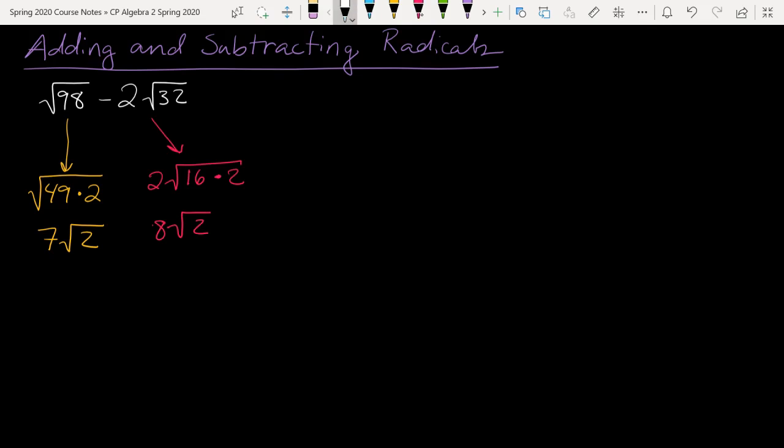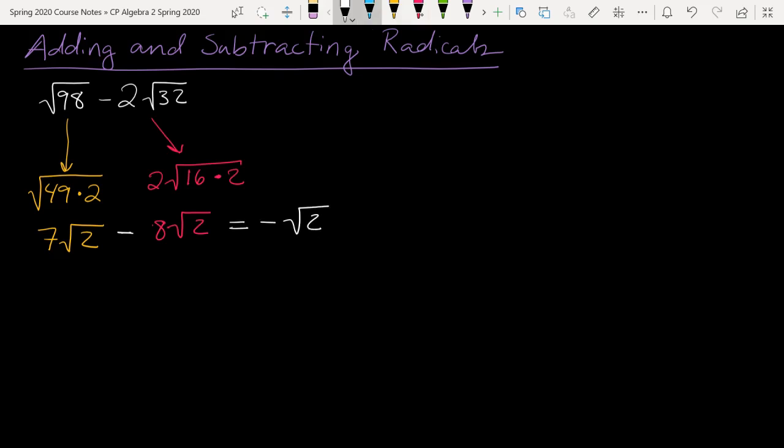Both of them have the same index, 2 in this case, and both of them have the same radicand, also 2 in this case. So when we're doing the square root of 98 minus 2 times the square root of 32, what we're actually doing is 7 times the square root of 2 minus 8 times the square root of 2. And this actually turns out to be a very simple subtraction problem, because all we're doing is saying we have 7 square roots of 2, and we want to take away 8 from that. That leaves us with -1 square roots of 2.